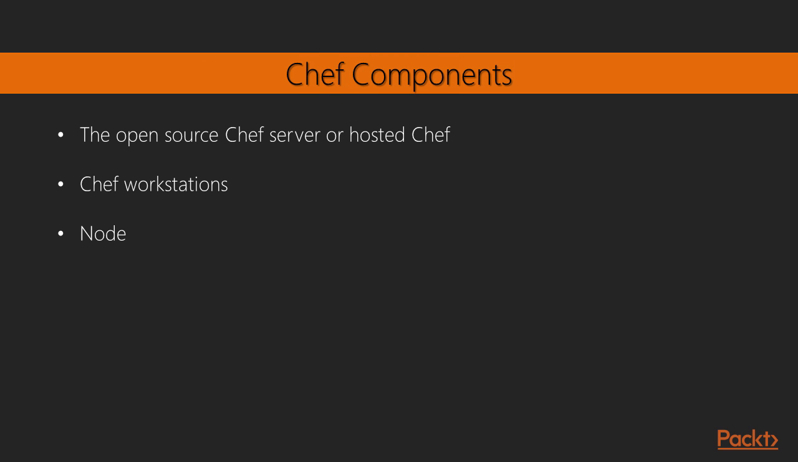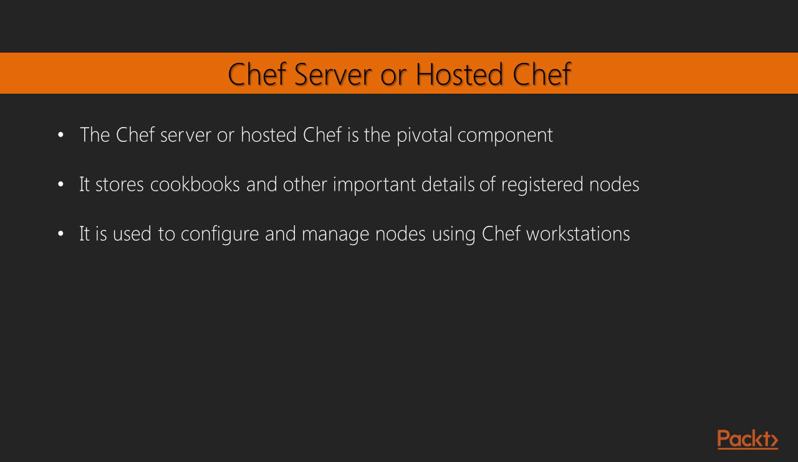There are three major components of Chef: the open source Chef server or hosted Chef, Chef workstations, and node. The open source Chef server or hosted Chef. The Chef server or hosted Chef is the pivotal component which stores cookbooks and other important details of registered nodes. It is used to configure and manage nodes using Chef workstations.